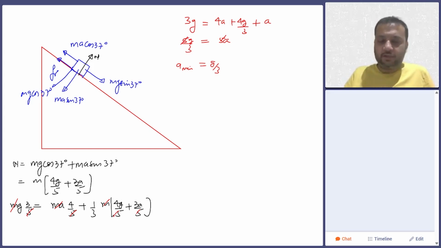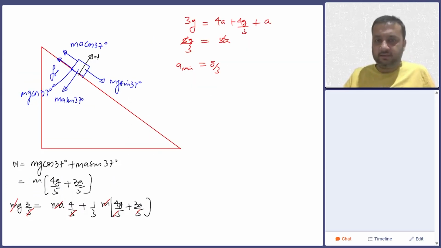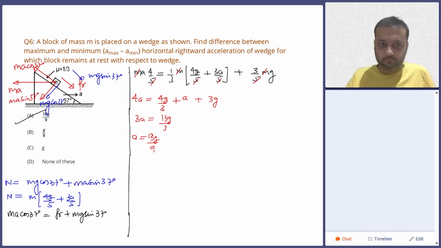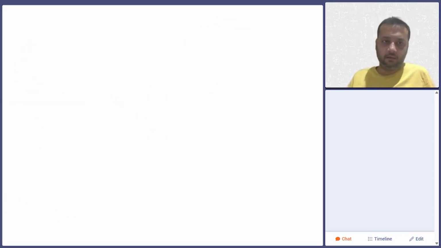Now we have to find the value of a max minus a min. So a max came out to be 13g/9, and this is g/3. So 13g/9 minus g/3 will be equal to (13 - 3)g/9. That means 10g/9 should be our answer to this question. So option A.